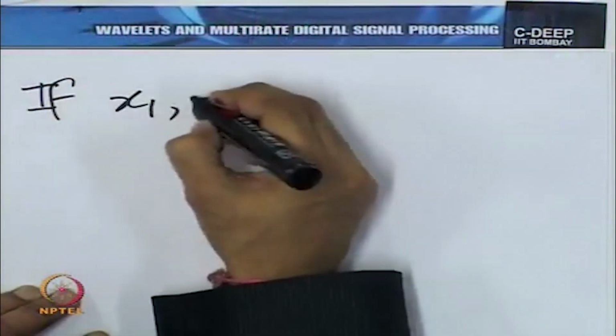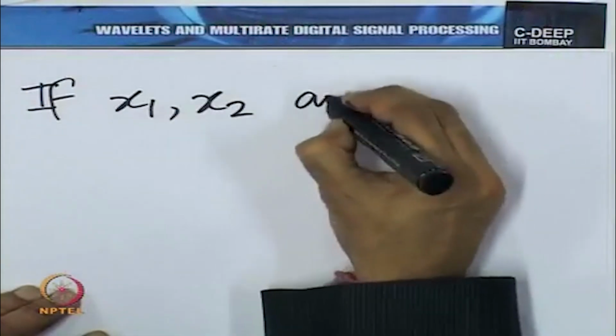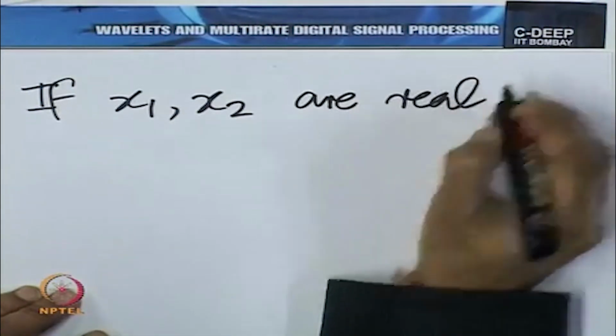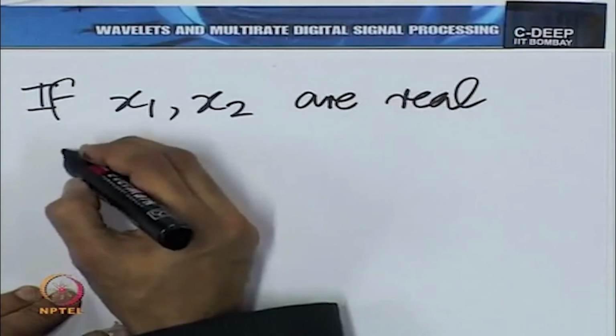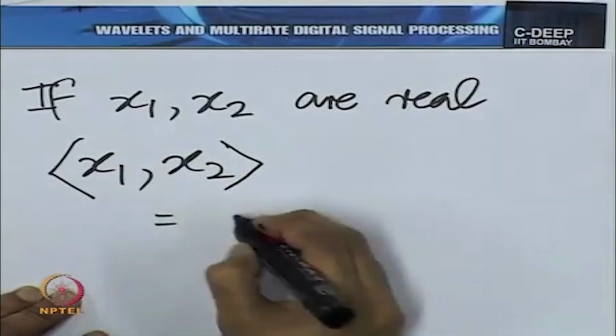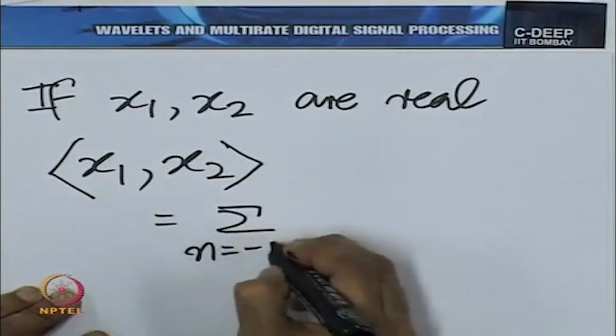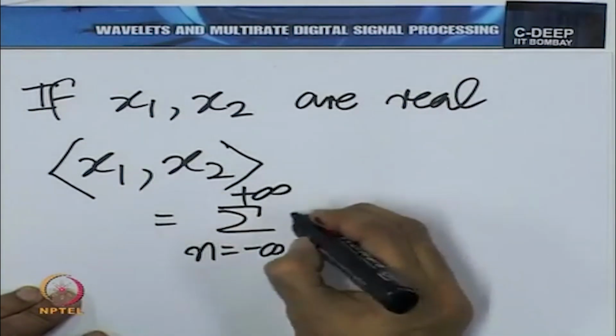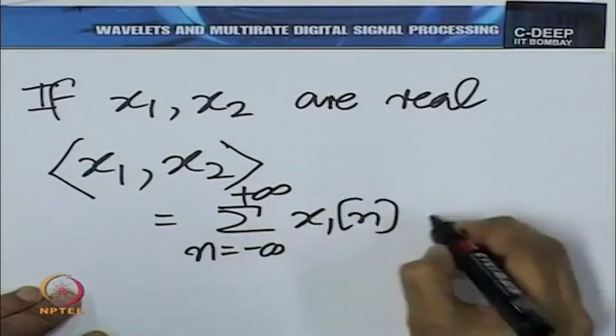Does our dot product satisfy this? Well, for real sequences it does. If x n is real, or rather if x 1, x 2 are real, and we take the following definition, the dot product of x 1 and x 2 is essentially summation on n going from minus to plus infinity x 1 n, x 2 n.